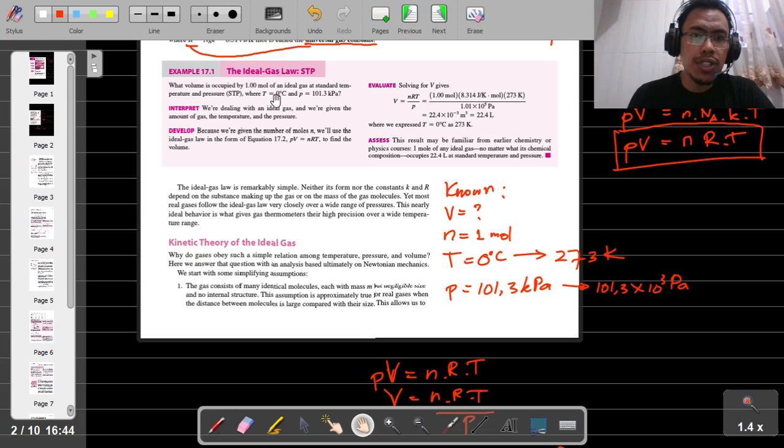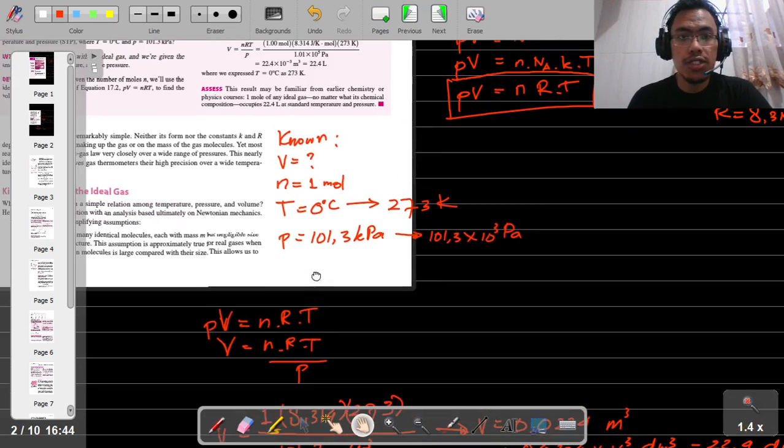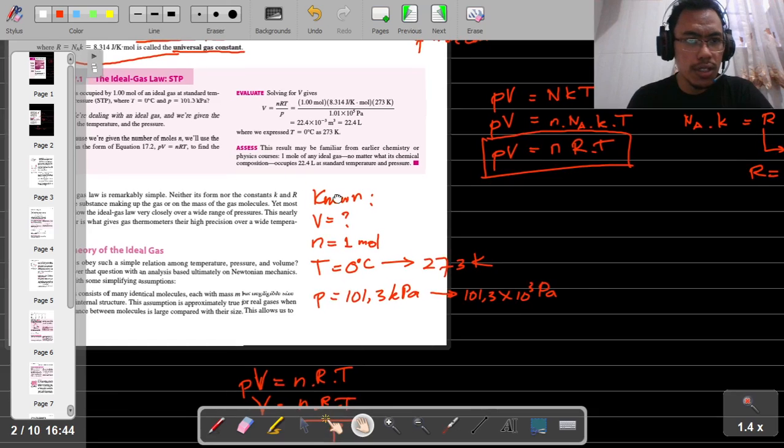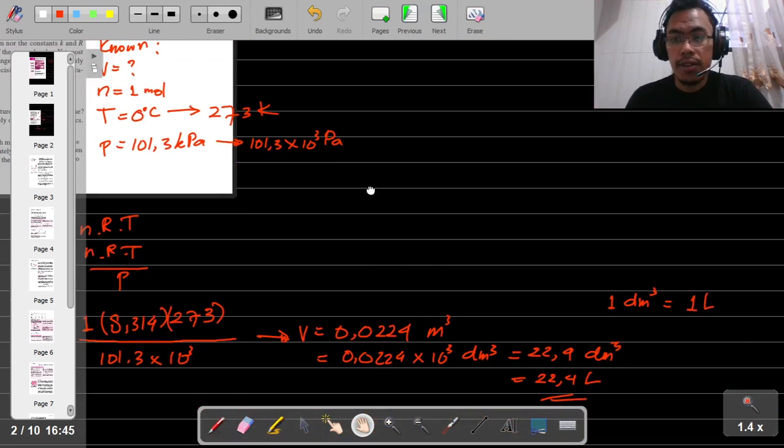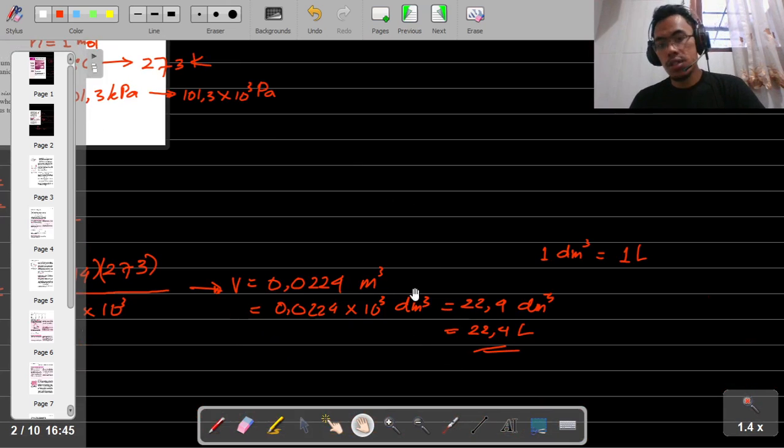So this is the volume of the gas when its temperature is 0 degrees Celsius and the pressure is 101.3 kilopascal. Okay, so let's check the result in the example. It is 22.4 liter. Okay, so we also have the same value.